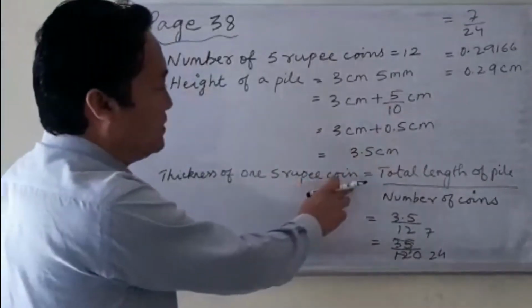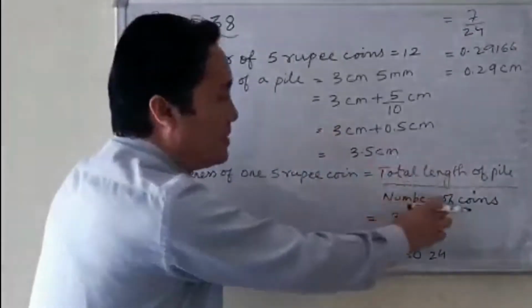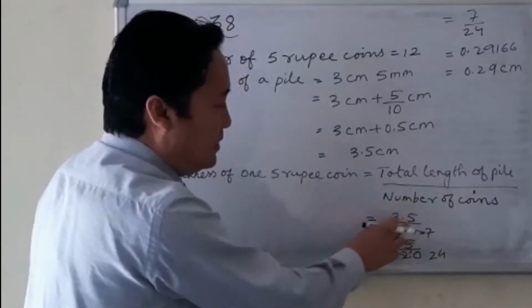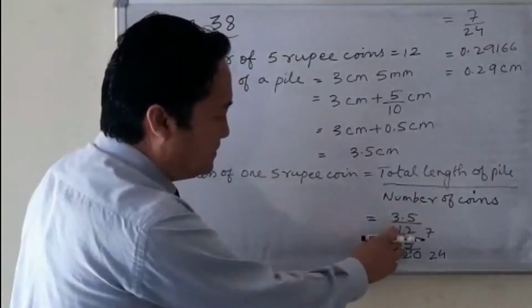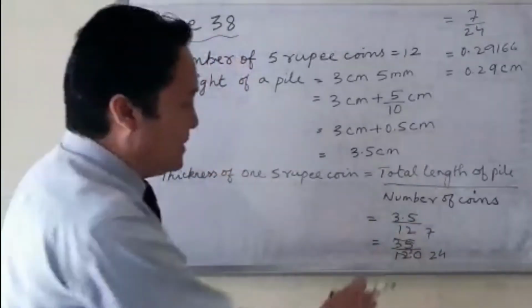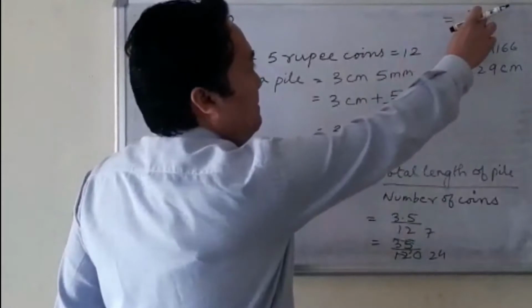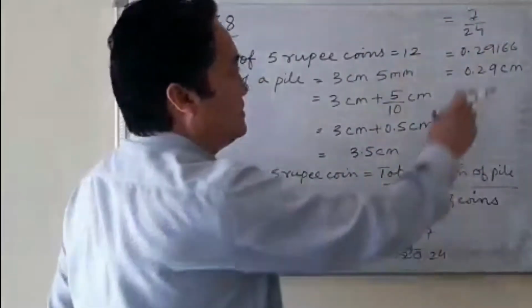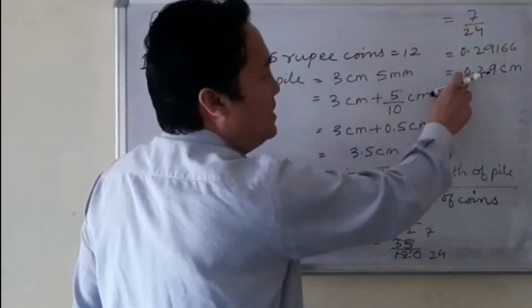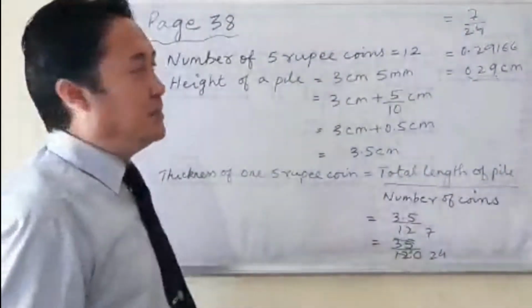Now the thickness of one 5-rupee coin is the total length of the pile divided by the number of coins. The total length of the pile is 3.5 cm and the number of coins is 12. So 3.5 divided by 12. Remove the decimal: 35 divided by 120. Cancel with 5: 5 sevens are 35, 5 twos are 10, 5 fours are 20. So 7 by 24. Now divide 7 by 24, it comes to 0.29166, or you can write 0.29 centimeters. So this 0.29 centimeter is the thickness of one 5-rupee coin.